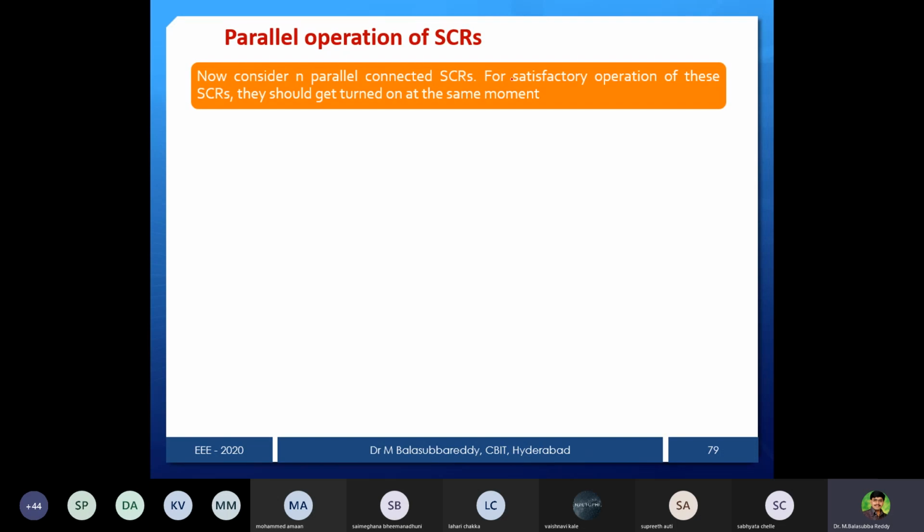Now for simple explanation, consider n SCRs in parallel operation. They should turn on at the same moment and turn off at the same moment.